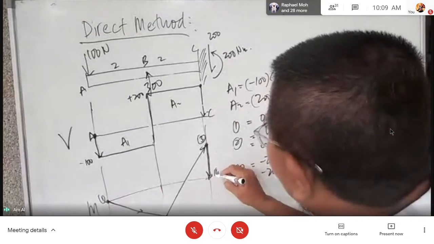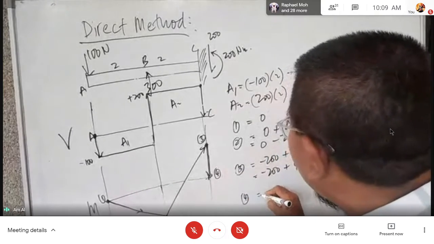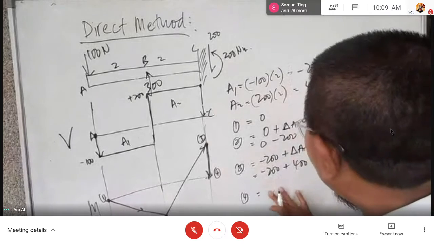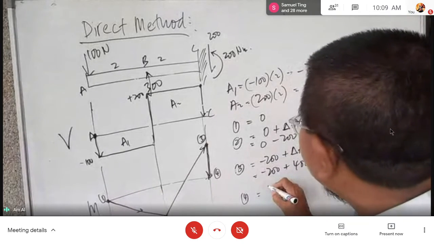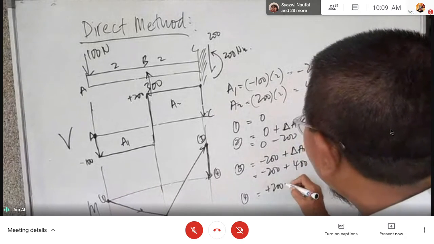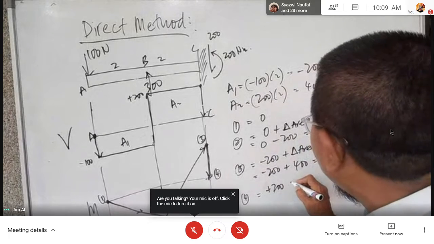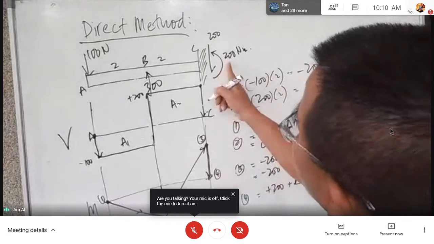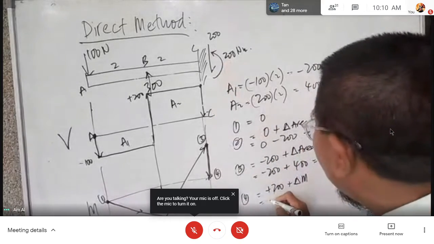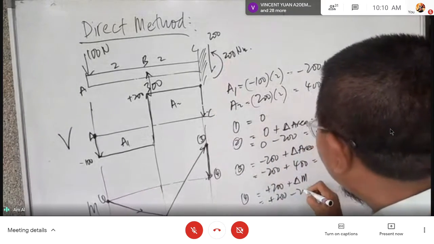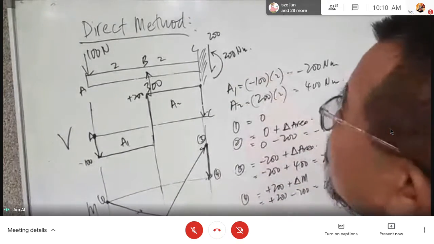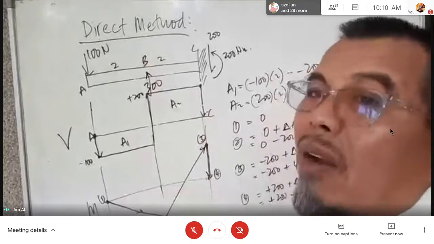So to show that, point 4 is 3. The value is point 3. Point 3 is plus 200. And the change in moment, we have a 200 there. So plus 200 minus 200 is equal to 0. So these are all the working to show how you show the graph there.